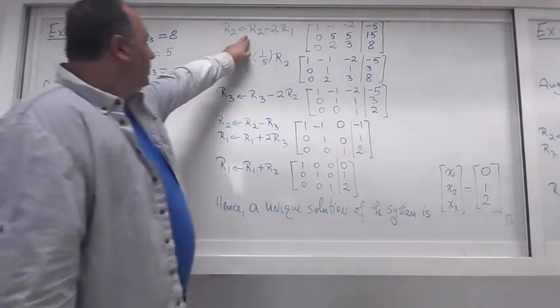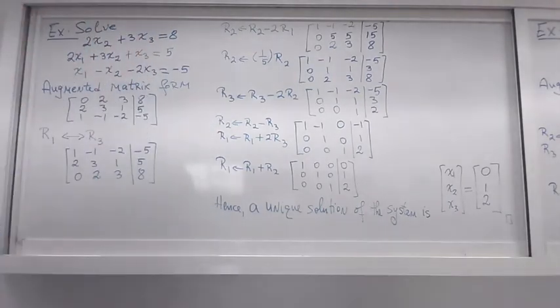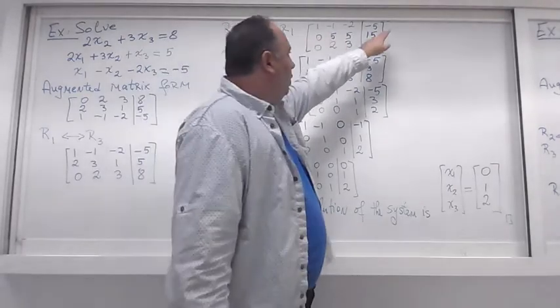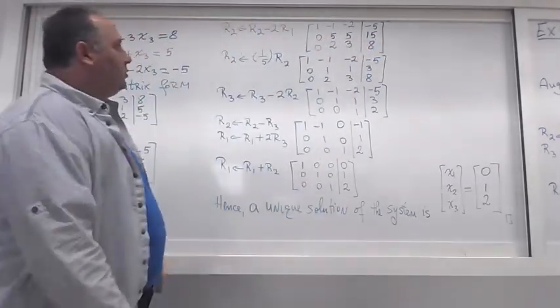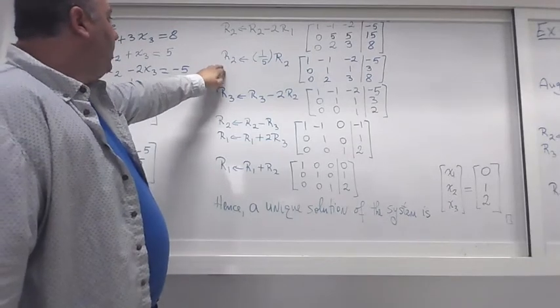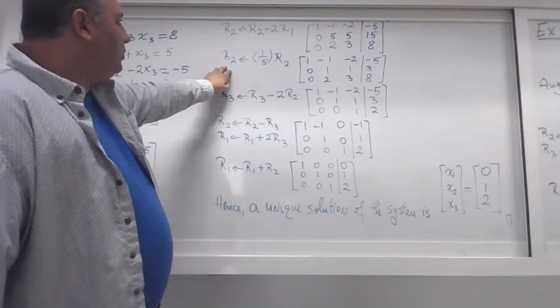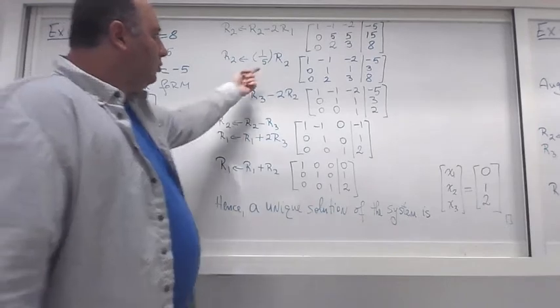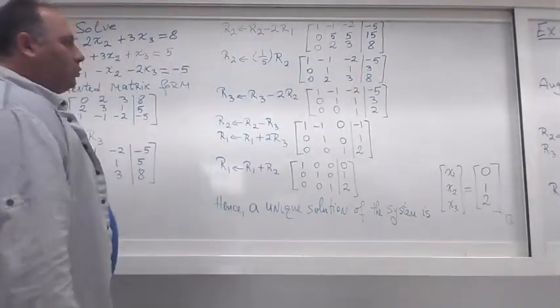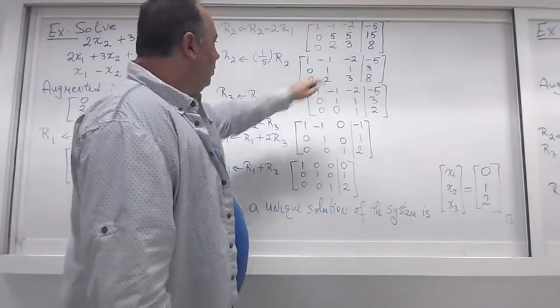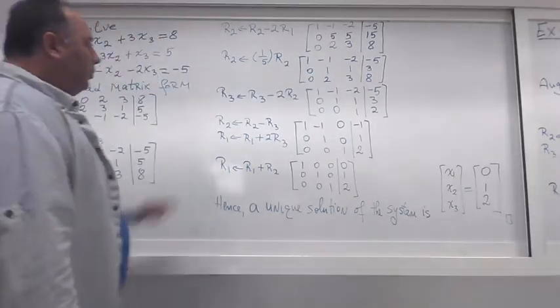So I simply replace row 2 by row 2 minus 2 times row 1, do the work. Well, I realize that this is divisible by 5, so it will simplify my life. So row 2 replaced by 1 over 5 times row 2. I get cute numbers here, so now my leading entry in row 2 is 1, so I can use it easily to get rid of the 2 below.